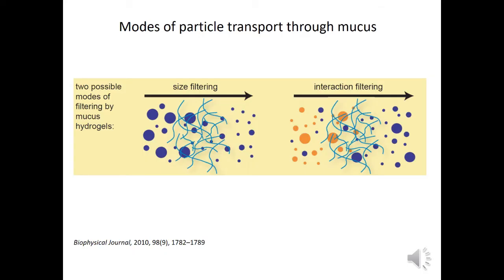Translocation of particles in mucus is much more complex if they differ in size or in the surface chemistry. There is a concept of size filtering, which assumes that particles smaller than the mesh size of mucus are allowed to pass while larger particles are rejected. There is also a contrasting concept of interaction filtering, which is based on the strength of interaction between particles and the mucus polymer network, so the weakly interacting particles are not retained in the mucus and allowed to diffuse.